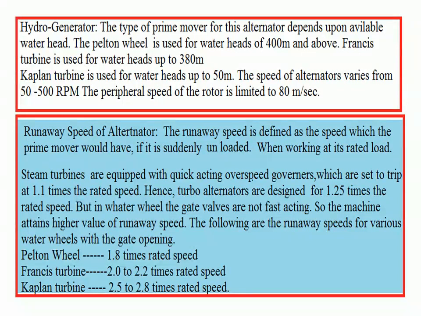But in water wheel turbines, gate valves are used. These do not act as fast as in steam turbines. These operate at very low speed. Hence, the machine attains a higher value of runaway speed. For example, Pelton wheel type 1.8 times rated speed, Francis 2, Kaplan 2.5 times. These are some values you have to remember.